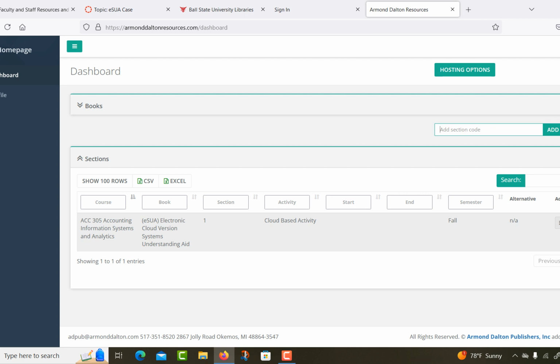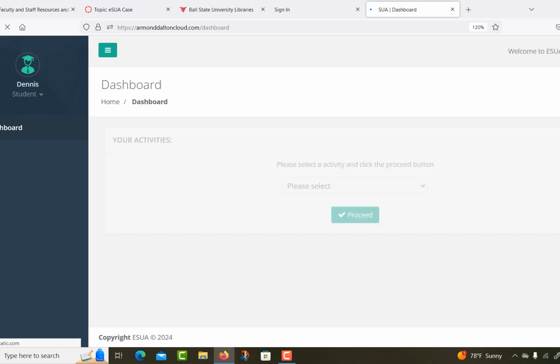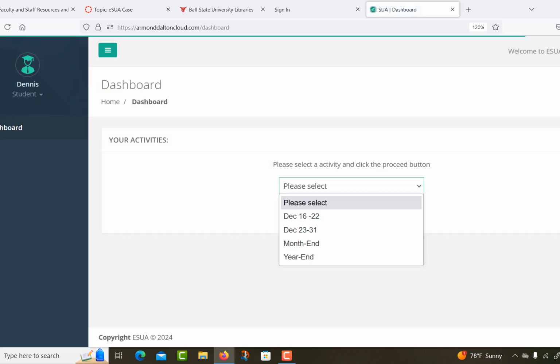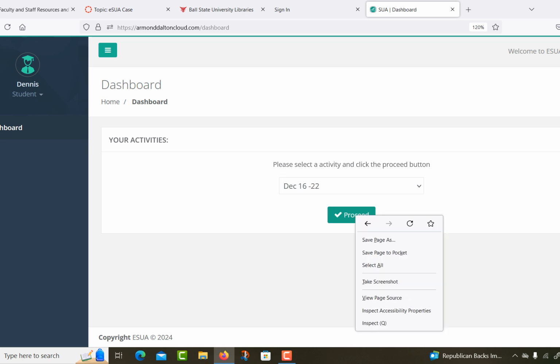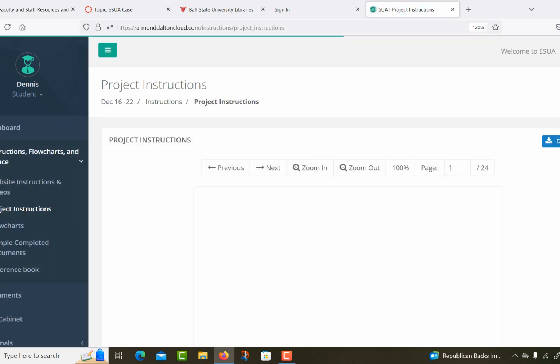Now when we get to this, we want to go to the activity overview, and you'll get a pop-up like this. We have 4 distinct sections in this eSUA case. The 2 sections of transactions, month end and year end. So here is December 16th to 22nd, which is the first set of transactions, and I want to proceed to that. Right click. I accidentally left clicked.